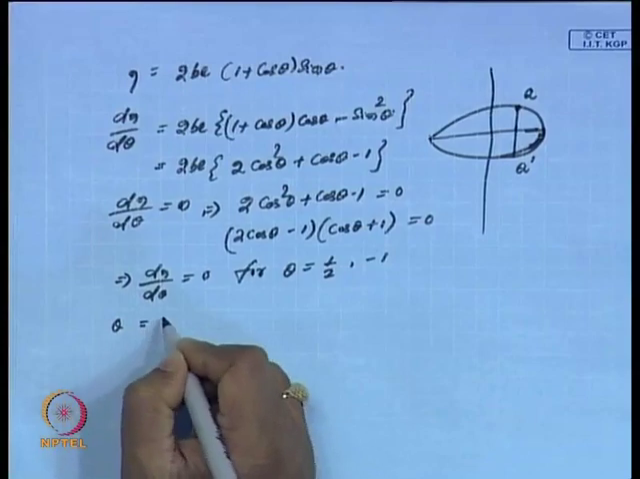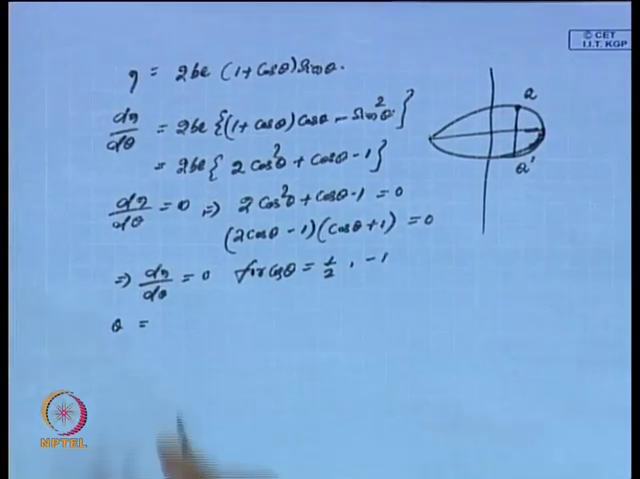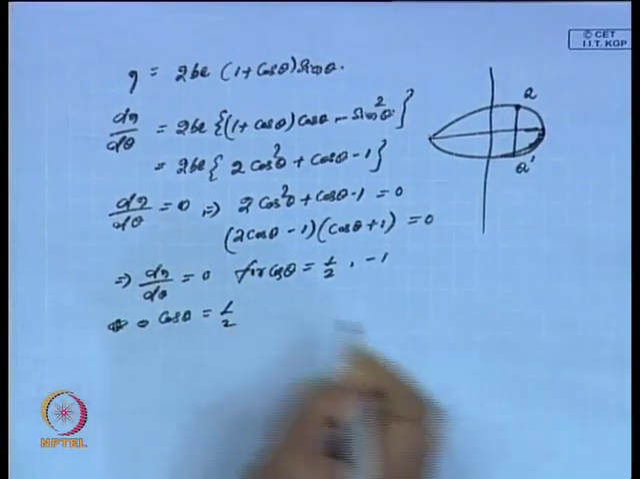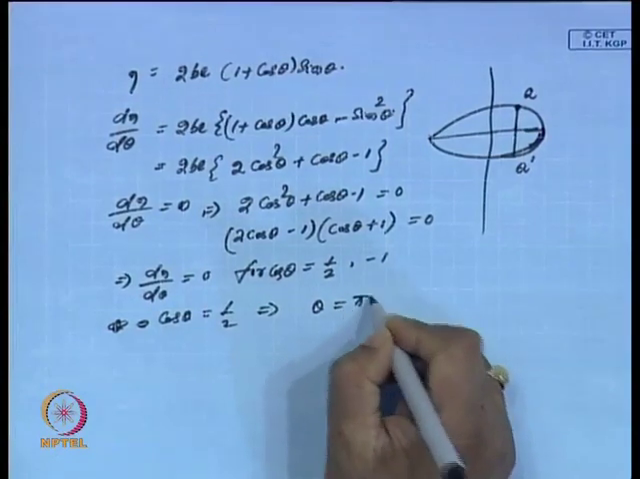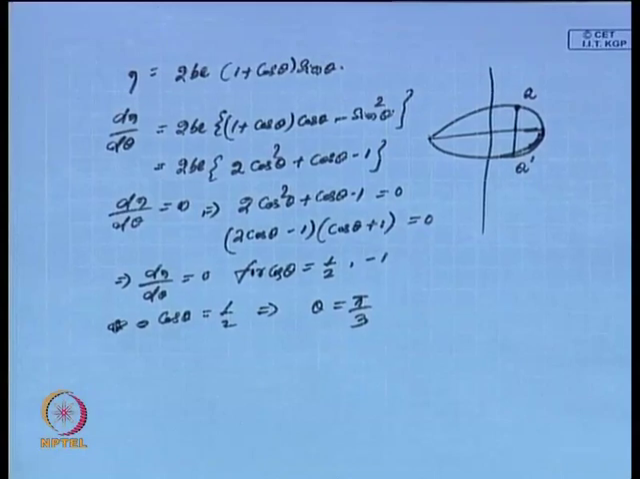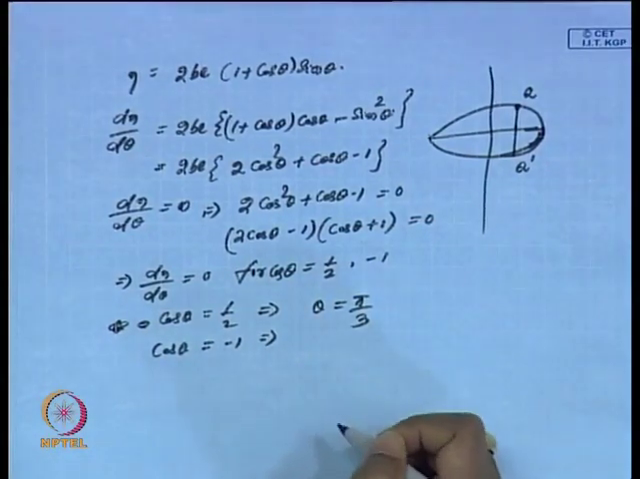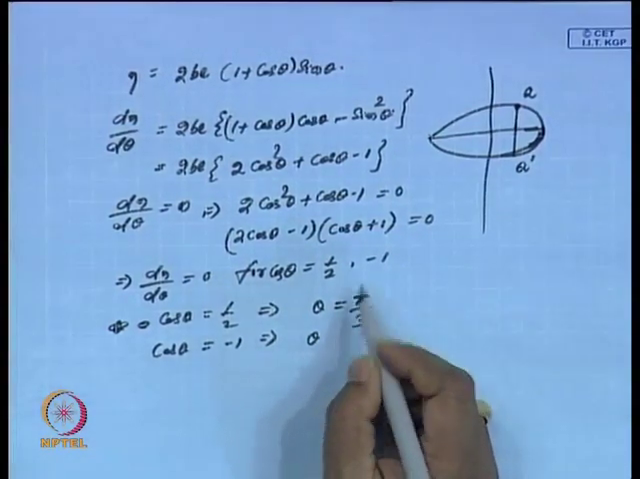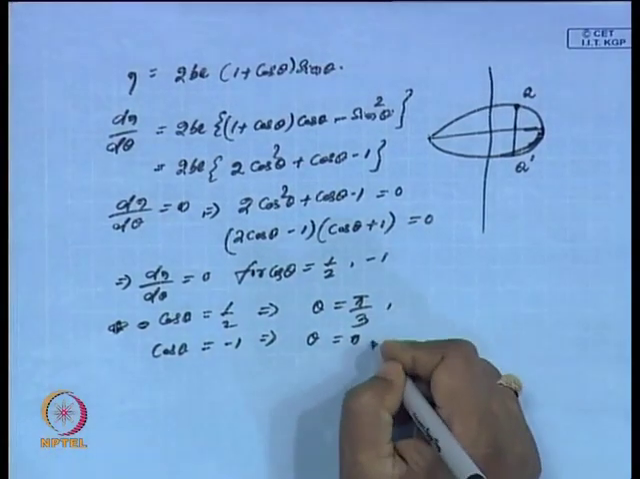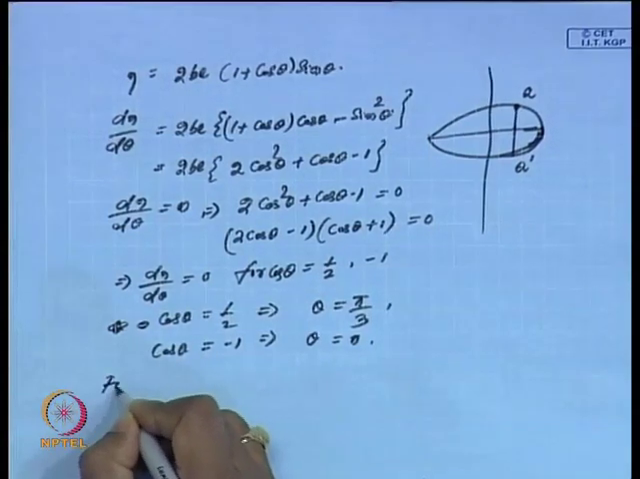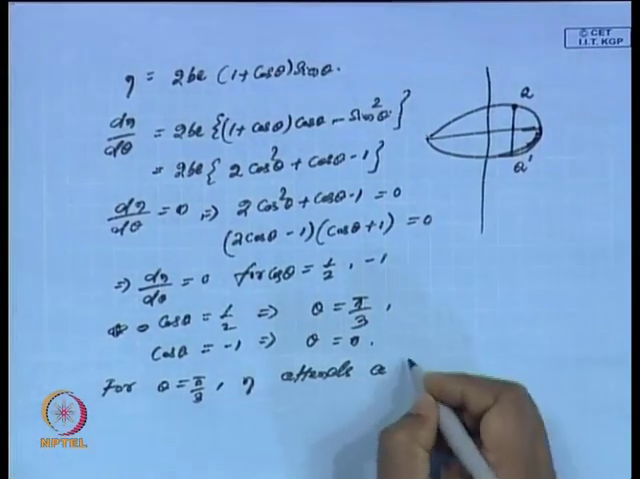Now, what will happen if cos theta is equal to half or minus 1? Cos theta equal to half implies theta is equal to pi by 3, and if this is the case, we can always see that further cos theta is equal to minus 1 means theta is equal to pi. Now, it can be easily seen for theta equal to pi by 3, it attains the maximum value.